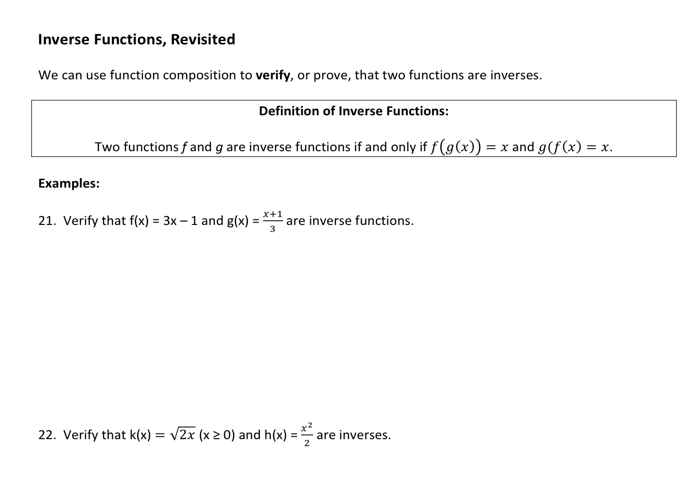plug them one into the other and see if they simplify to x. So that's what you see here. This is the official way of doing it. F of g of x should simplify to x. G of f of x should simplify to x. And then you'll know if they're inverses.